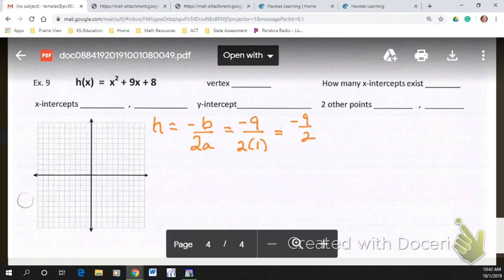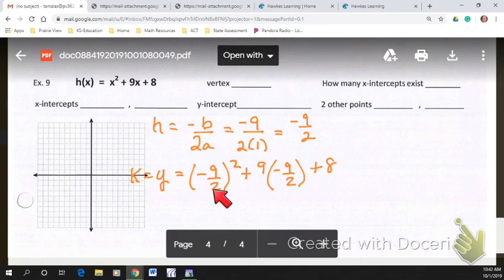Okay, now to find k, I need to go back and replace x with a negative 9 halves. So y, or k, is equal to y, the y value of the vertex. So I have a negative 9 halves squared plus 9 times negative 9 halves plus 8. Is everybody with me on that one? Okay. All right.